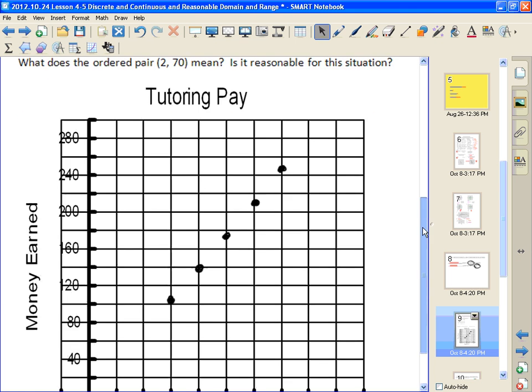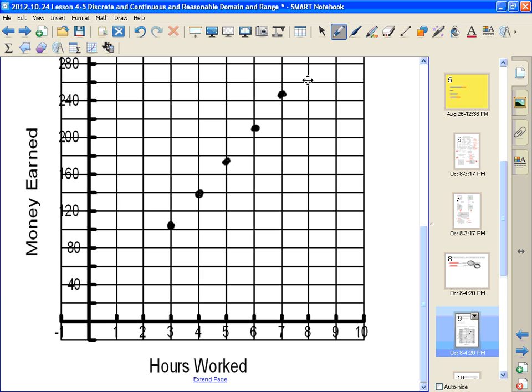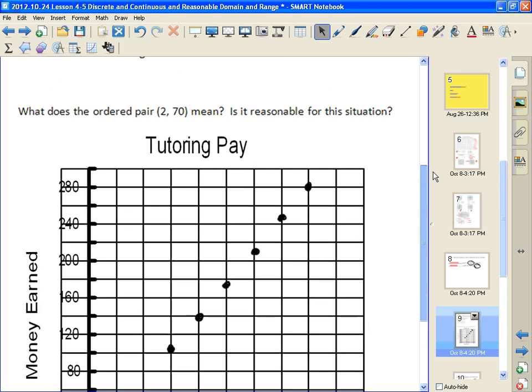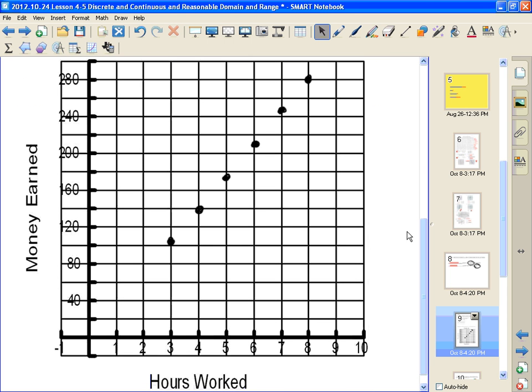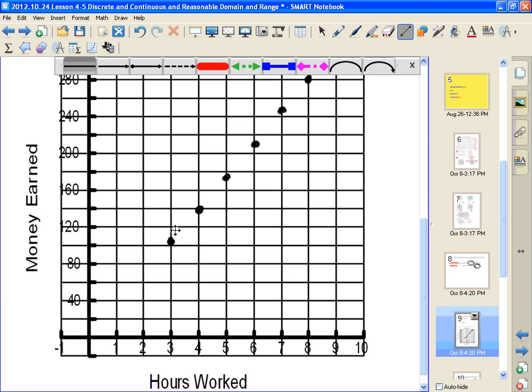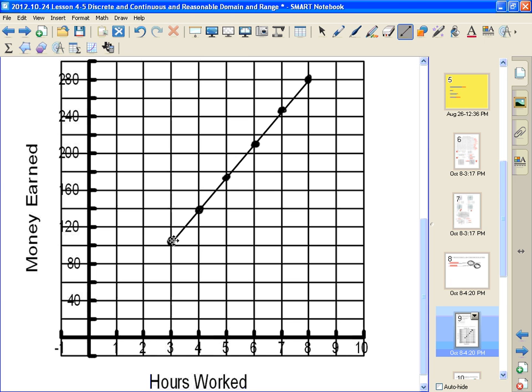And I know to stop there because I know that it said that she was going to work between 3 and 8 hours. So I know not to go beyond 8 hours because I know that she won't work any more than that. So then I have to decide if it's going to be discrete or continuous. Okay, discrete would be just leaving it like this, just leaving it with the dots. Continuous would be to take a line and connect the dots.